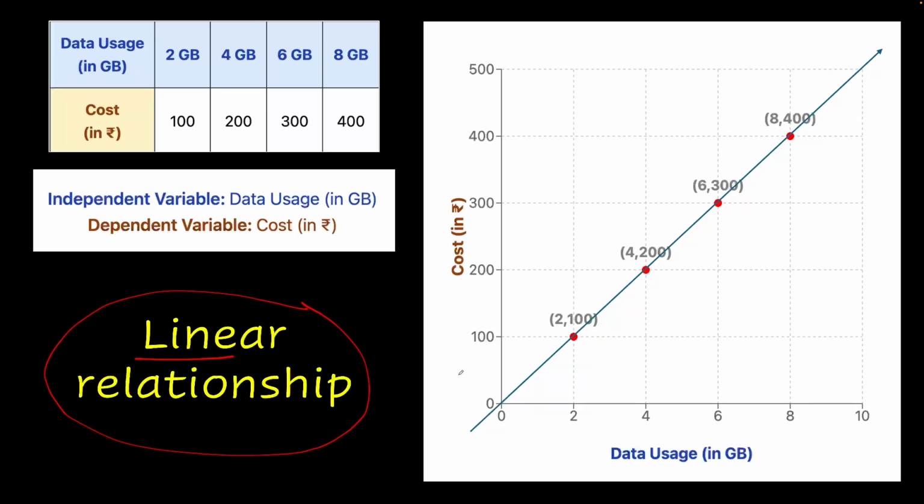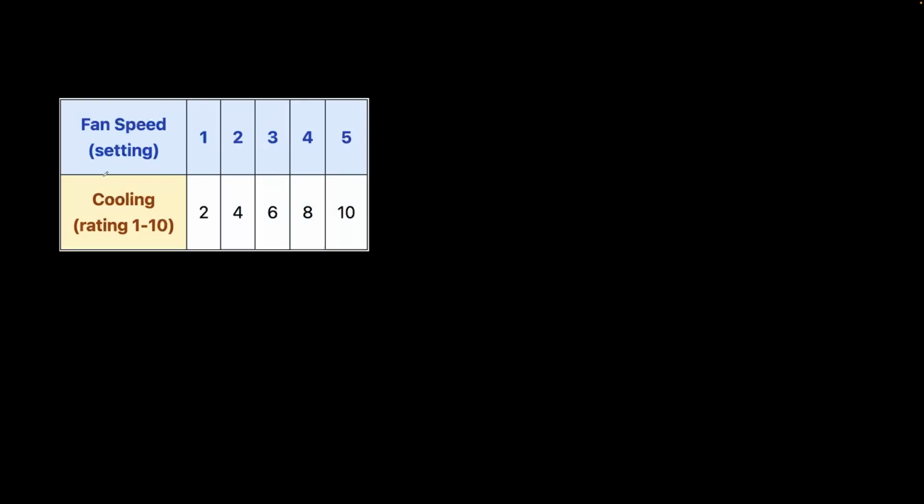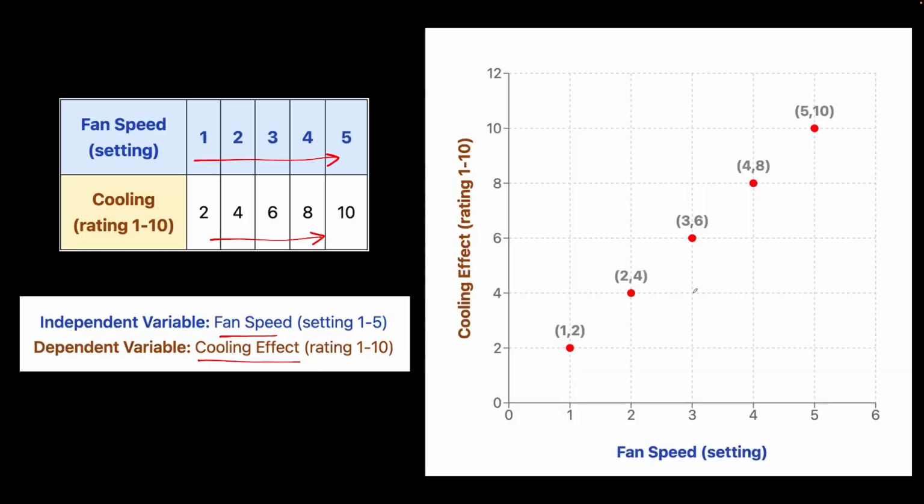Let's see another example. Fan speed versus cooling. If you increase the fan speed, the cooling increases, right? That is also a linear relationship where the independent variable is the fan speed, the dependent variable is the cooling effect. If you plot a graph, this is what it would look like. The fan speed is on the x-axis, which is the independent variable, and the cooling effect is on the y-axis, which is the dependent variable.